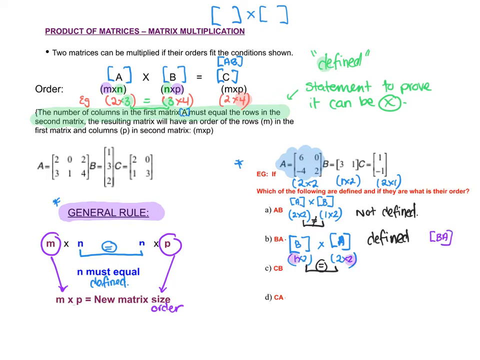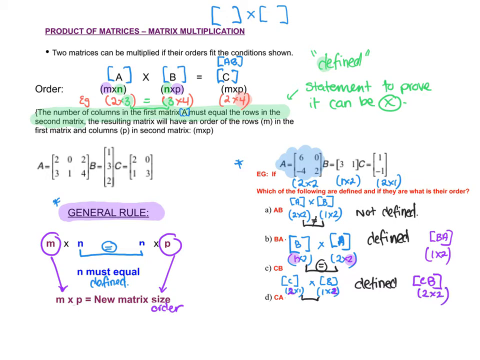And that number there, so it's a 1 by 2. Good. All right, let's go do the C one. So we've got matrix C, which is a 2 by 1, multiplied with B, which is a 1 by 2. Is this one defined? Yes, good, defined. And what will its order be, the answer? So CB will be a 2 by 2, good.